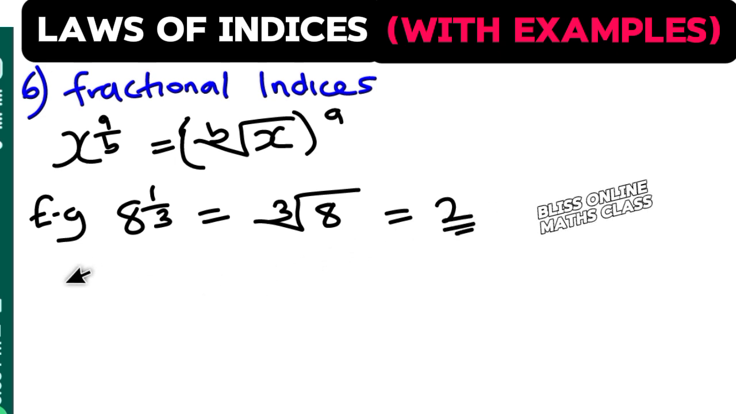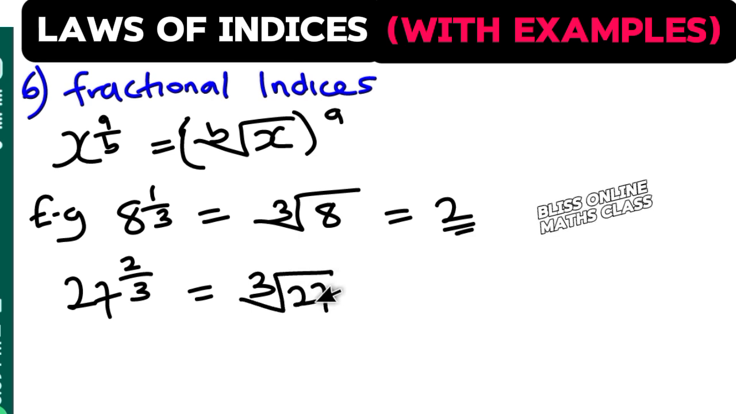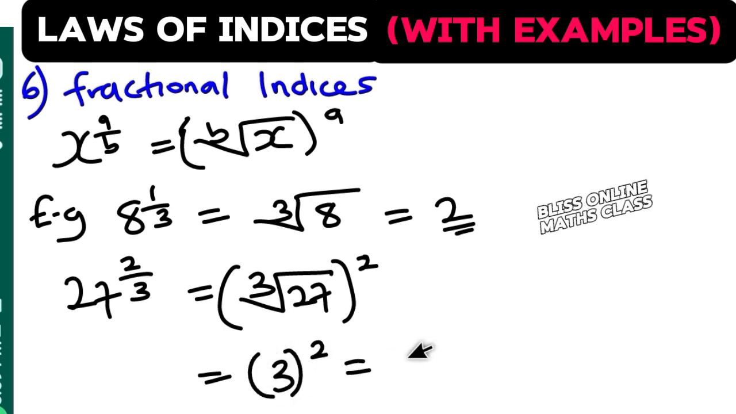Another example we have is 27 raised to power 2 over 3. So this is equal to the cube root of 27, then raised to power 2. I hope you understand. This is what the law states. The denominator will be our root, the numerator will be our power. So this is cube root of 27 raised to power 2. Cube root of 27 is equal to 3. 3 raised to power 2 is equal to 9. And that's our answer.